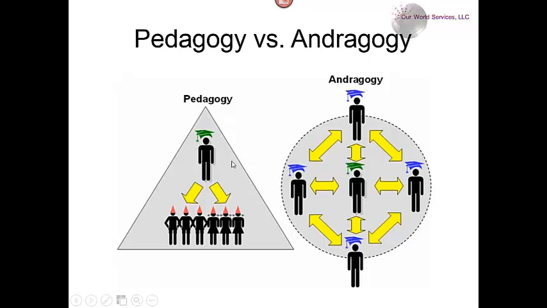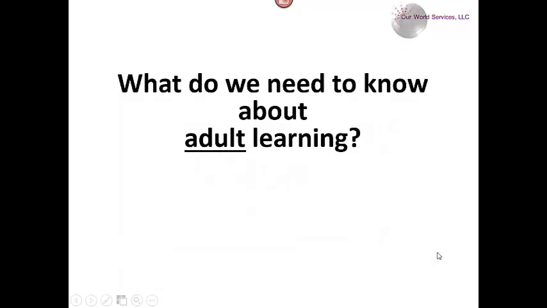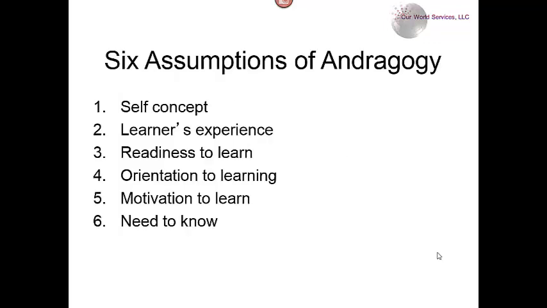In pedagogy, we have teachers and instructors. In andragogy, or the study of adult learning, we have mentors, guides, facilitators. It's a very important difference in concept, again, because everyone is on a level playing field. So what do we really need to know about adult learning? There are six assumptions. Now notice it's not called theories, it's called assumptions.